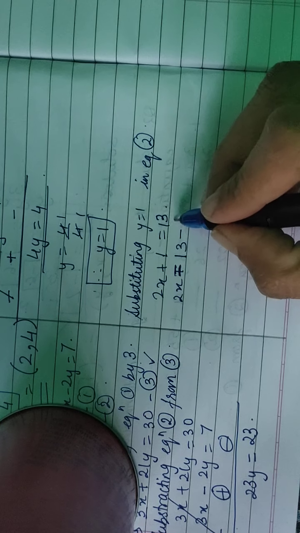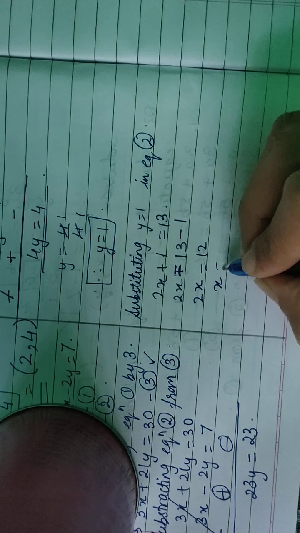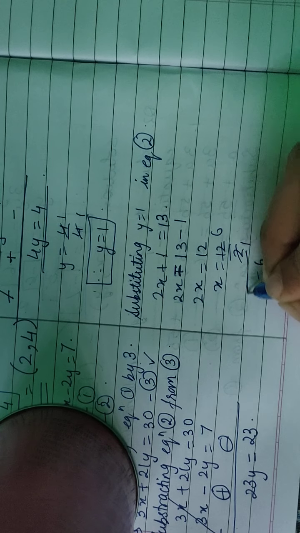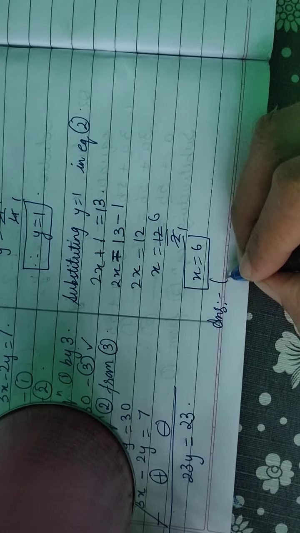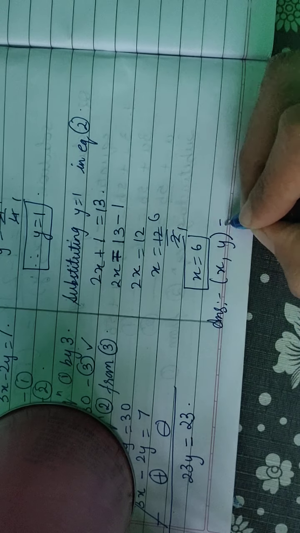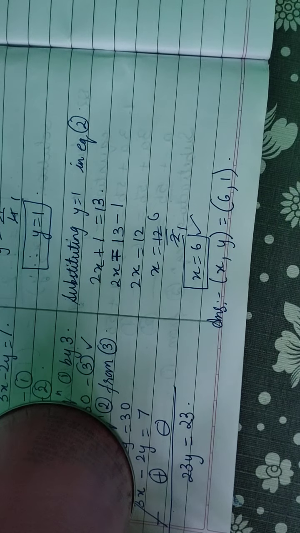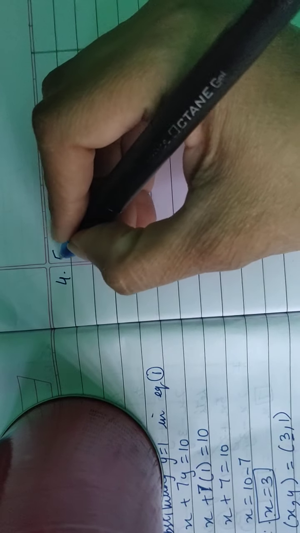Now this 1 goes here, it becomes minus 1. So 2x becomes 12, x becomes 12 upon 2, 2 1s are, 2 6 are. So x I got it as 6. I'm going to put it in the box. And as I told you, you have to write the answer x comma y is equals to x value first, that is 6 comma 1. Hope you have understood the third sum. Now I'm moving on to the fourth.